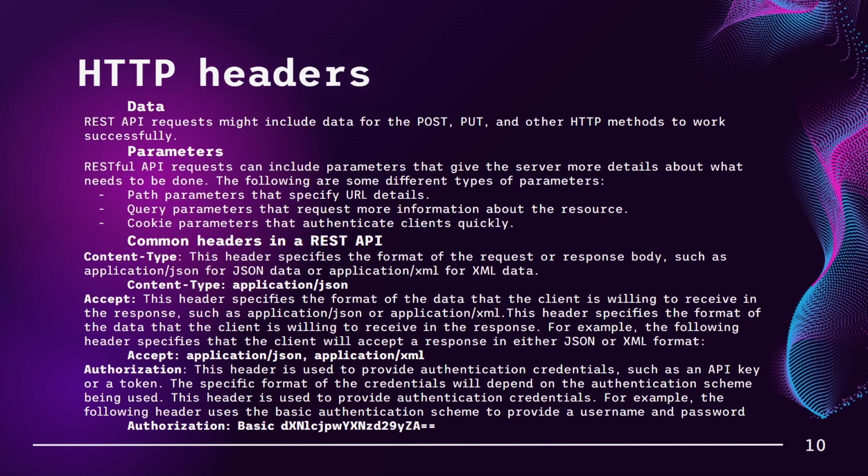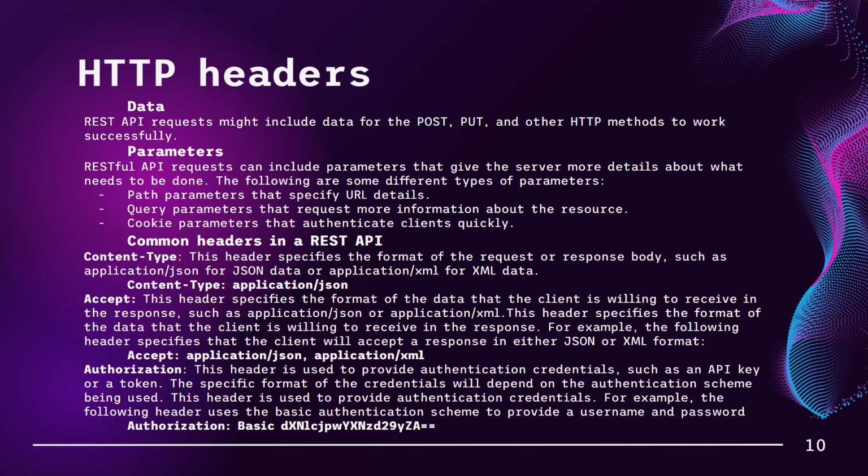There's this Accept header. This header specifies the format of the data that the client is willing to receive in the response, such as application/JSON, that's the same thing, or application/XML for an XML file, similar to the content type. For example, the following header specifies that the client will accept a response in either JSON or XML format. And it says Accept, and also contains application/JSON, and also separated by a comma application/XML, right?